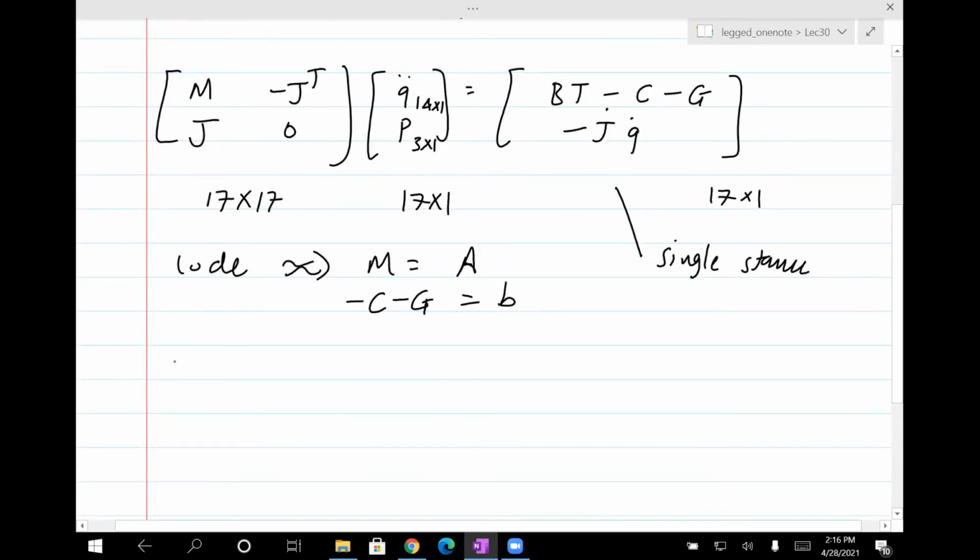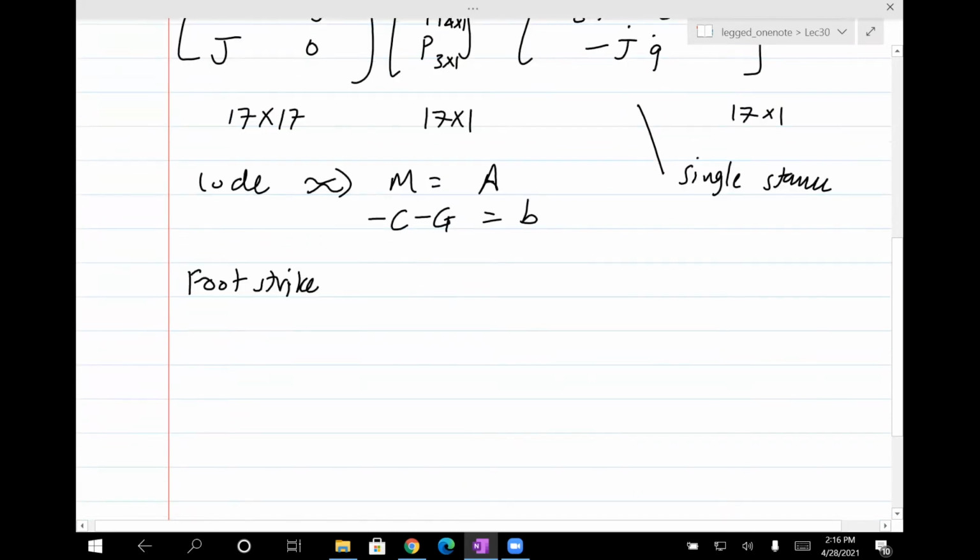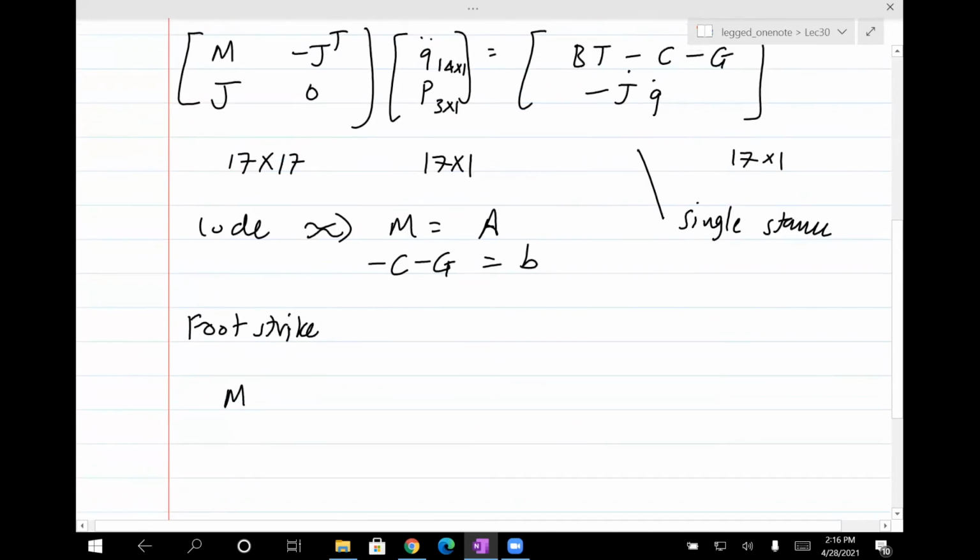For the foot strike, that's kind of simple. You just have to take the integral of this and take the limit as time goes to 0, and what will come out is M q dot... trying to recollect this, M, right, so M q double dot plus C plus J equals B torque plus J.